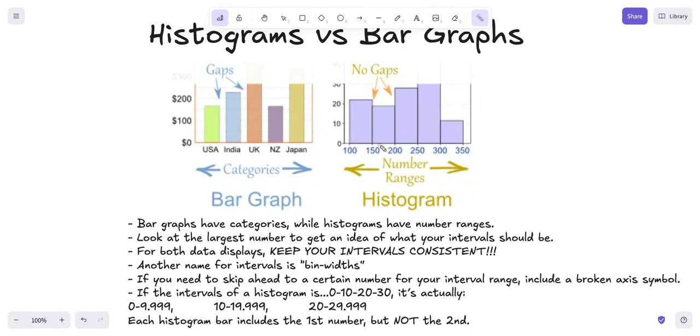Another thing to point out for histograms, the intervals are always consistent. So if you do start off with something that's inconsistent, generally there should be a broken axis symbol here. And then there are two ways to do histograms for these ranges.